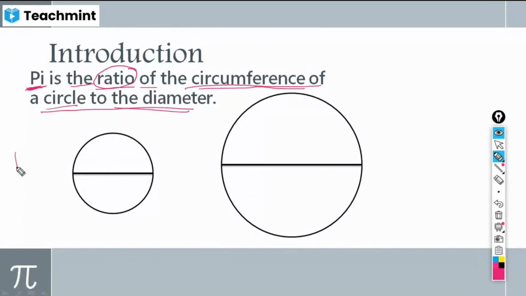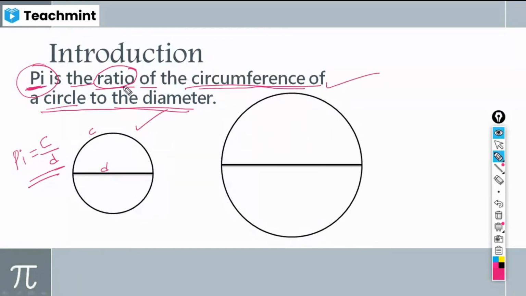So what does that mean? Pi can be represented like this: if this is a circle, you can see there are two circles here. If its circumference is c and its diameter is d, what do you get? Circumference divided by the diameter. This is the meaning of pi.